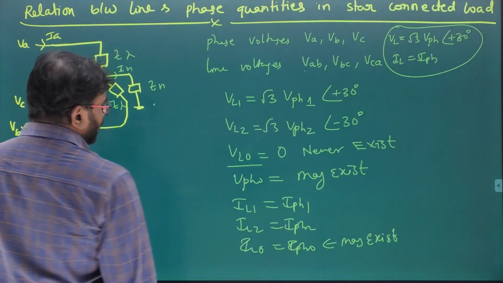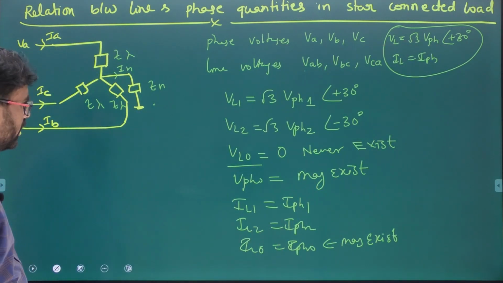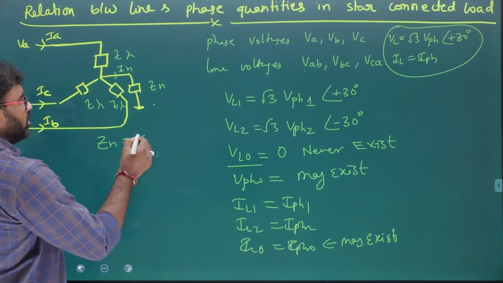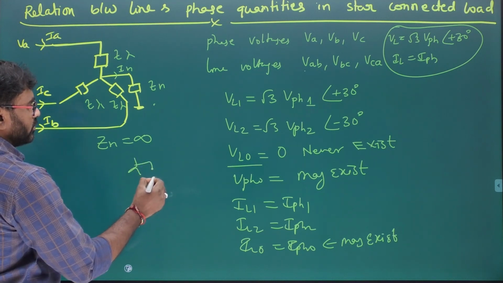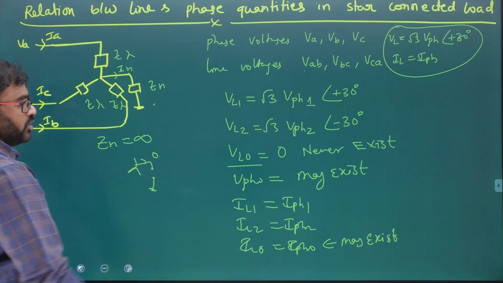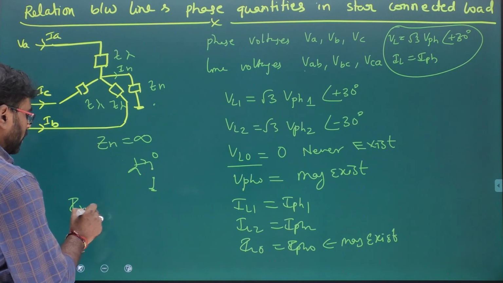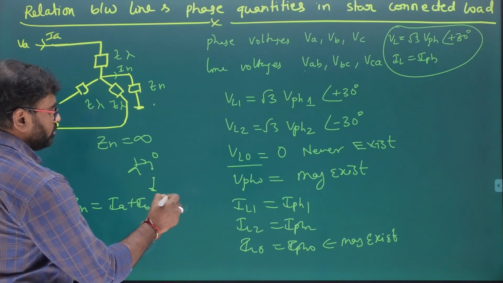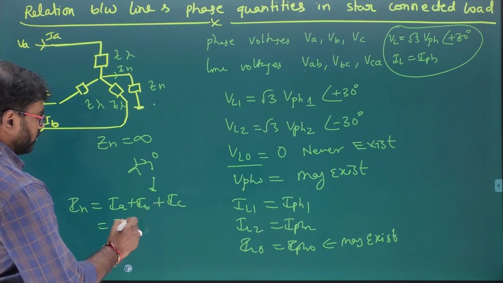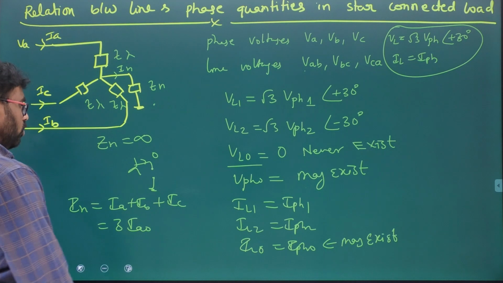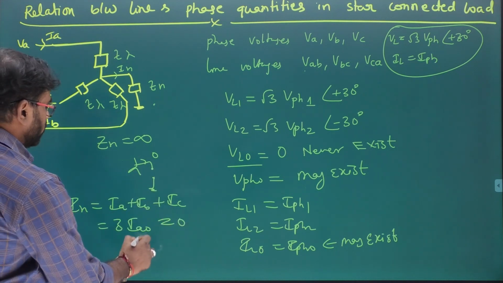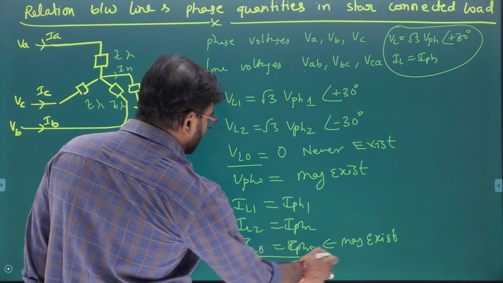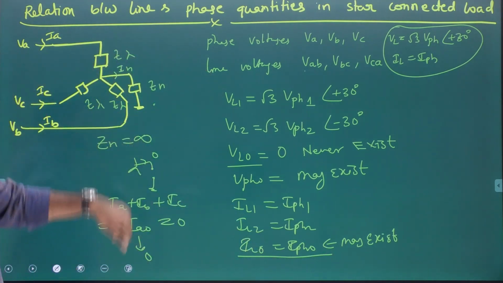Okay, clear? And the next important thing here is, suppose the neutral is ungrounded. Neutral ungrounded means Zn equals infinity, something like this. Then definitely the neutral current is 0. But what is the neutral current, strictly speaking? IA plus IB plus IC, which is equal to 3 times IA naught. So if the neutral is ungrounded, the neutral current is 0, that means IA naught is also 0. So line current and phase current both are 0 if the neutral is ungrounded.